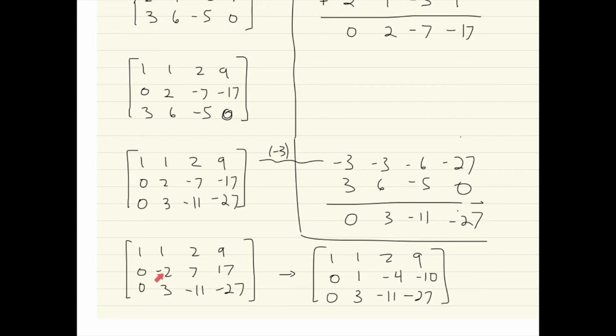Then we move on to the second column. We can't do anything with this because that's tied up with this. We need to move on to rows below it. So what did I do? Well, I added row 3 to row 2. That will give me a pivot 1 in this spot. Again, there's many possible choices that you could do. You don't have to do what I did. And in the end, they'll all get back to the same reduced row echelon form as a final answer.